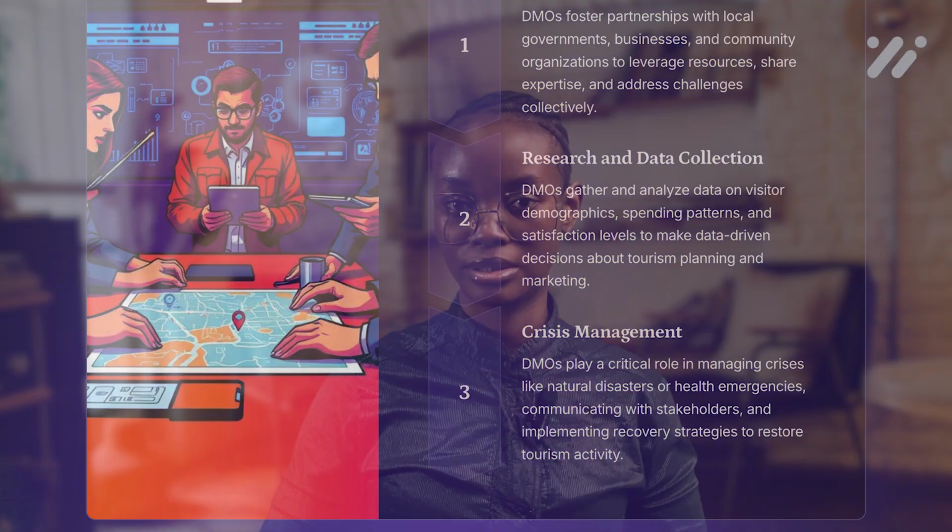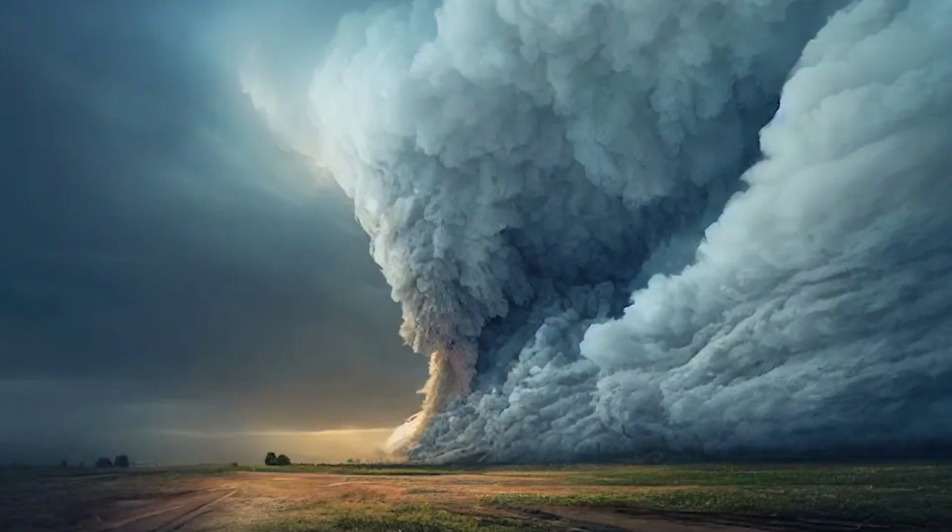In times of crisis, such as natural disasters or health emergencies, DMOs play a critical role in managing the situation, communicating with stakeholders, and promoting recovery strategies to restore tourism activity.